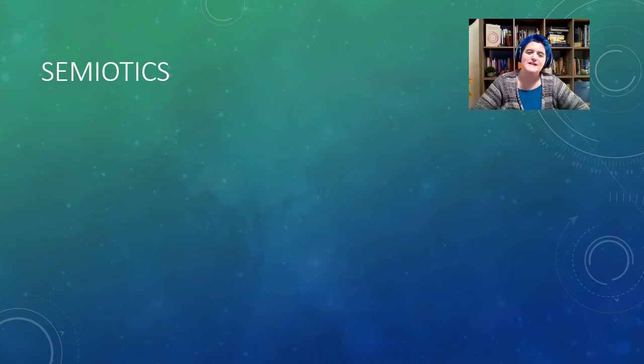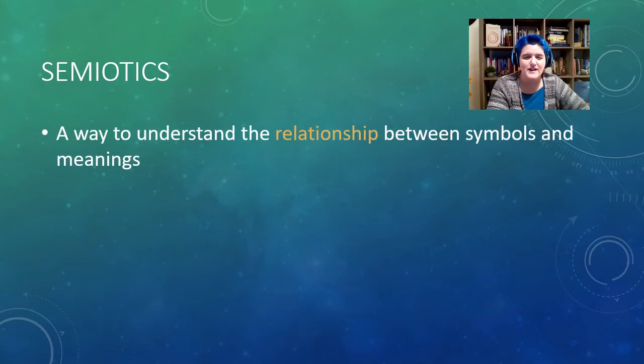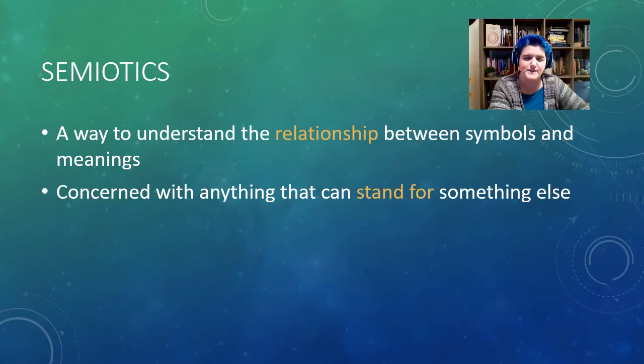First off, let's start with defining semiotics. Semiotics is the study of the relationship between symbols and meanings. Technically, it's the study of signs and symbols. But for us, we're going to be looking at specifically the part of it that studies symbols and their meanings. Semiotics is concerned with anything that can stand for something else.